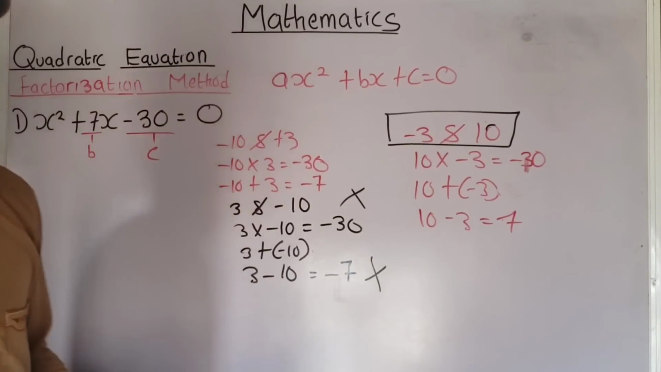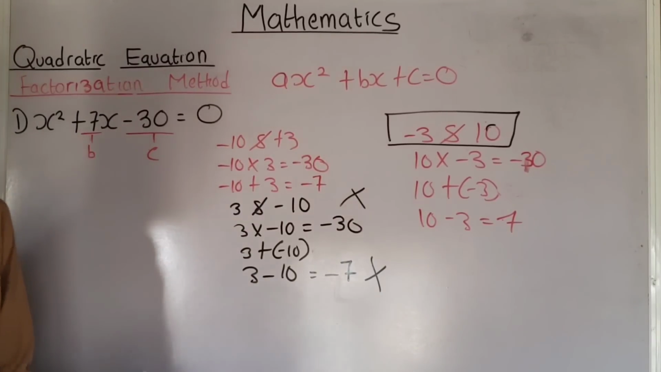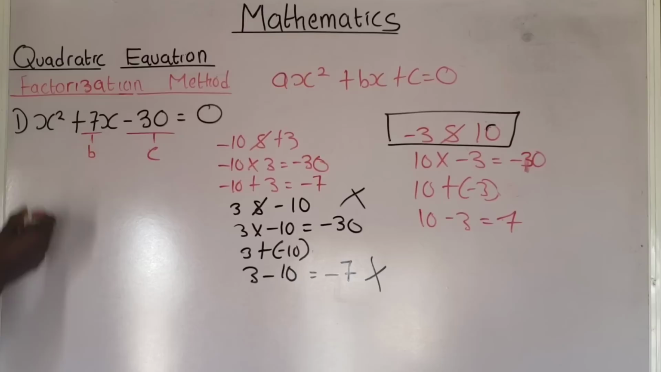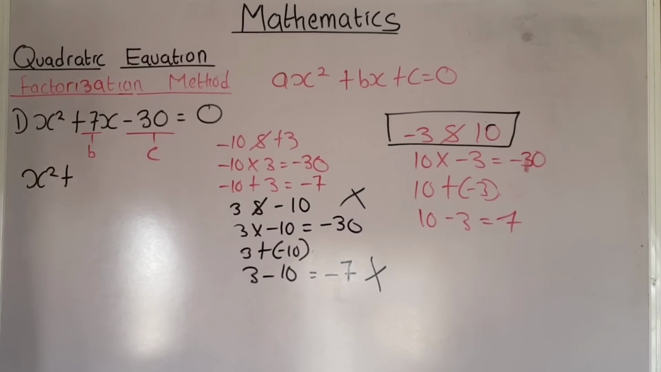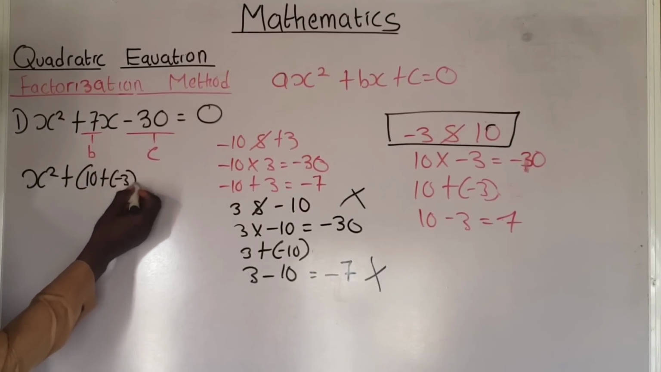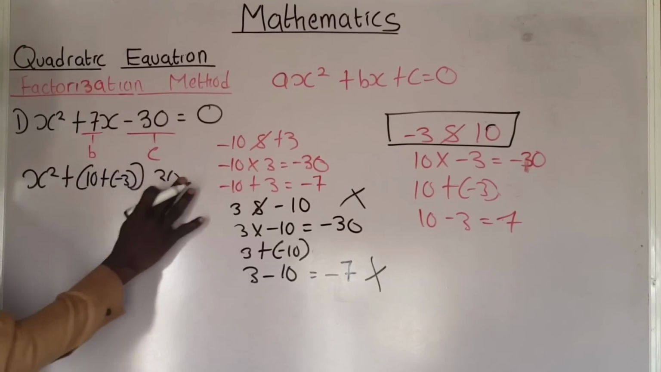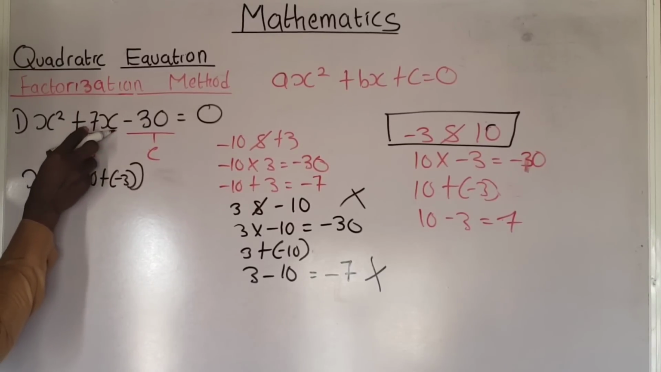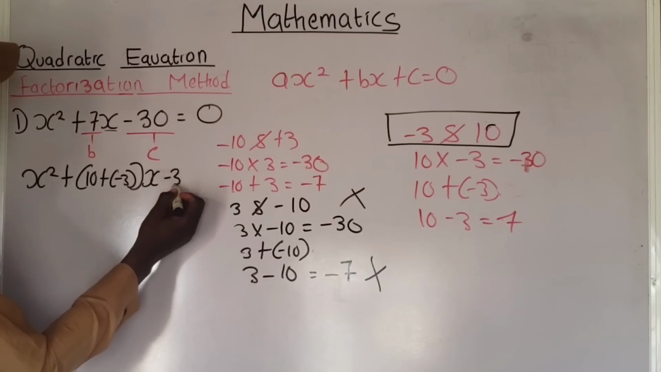So the numbers are negative 3 and 10. Now, having gotten to this point, the next step is that I'm going to replace the second term in this quadratic equation by the sum of these two numbers. Just pay attention, okay? You're going to understand. The quadratic equation is x squared plus, now instead of 7, I'm going to replace 7 as 10 plus negative 3. So here, I'm going to have 10 plus negative 3, with x at the back of positive 7, minus 30 equals 0.